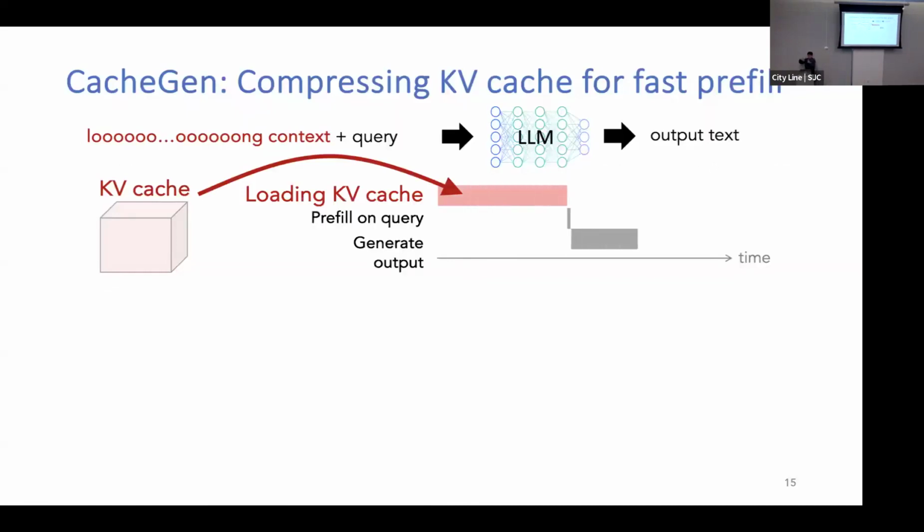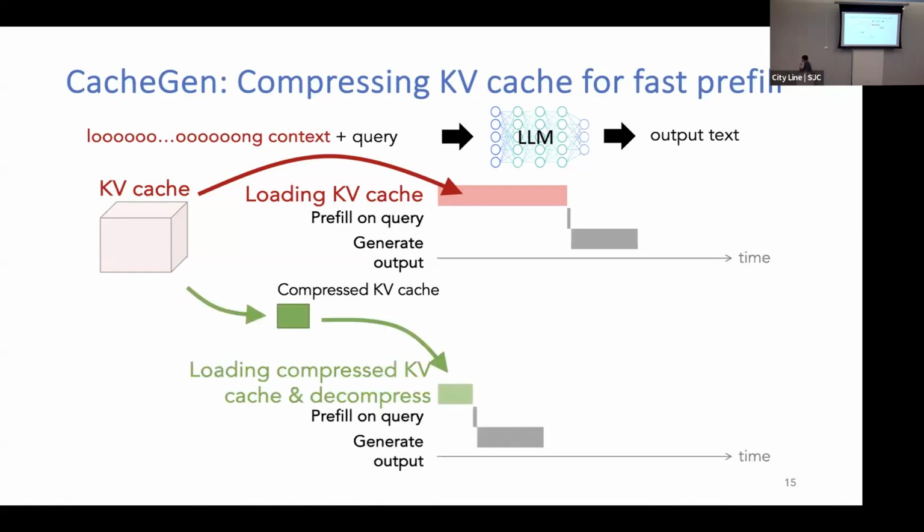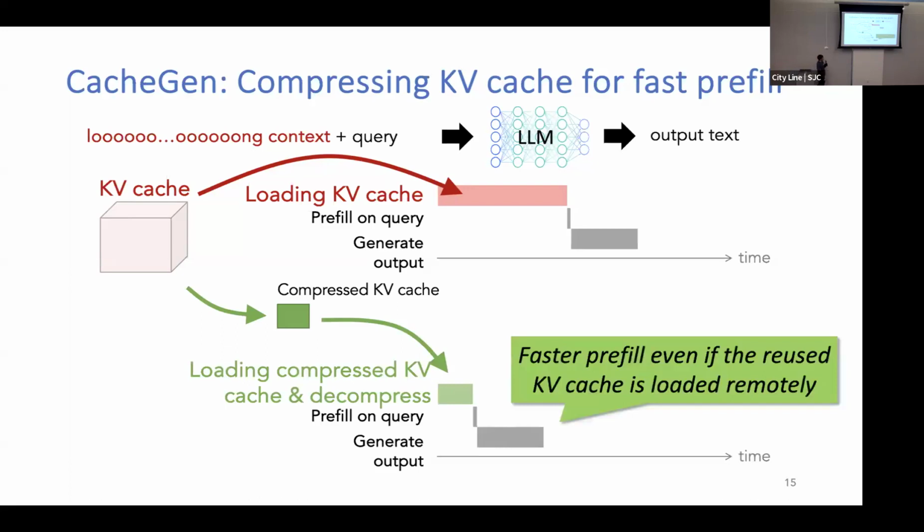Let me briefly recap the problem again. If you have a KV cache, which is pretty big in size, you want to load it, which is the red bar here. Without compressing, the loading of the KV cache will take a while, so the whole delay is not going to be reduced much. But if you can compress the KV cache into a much smaller size, loading the smaller KV cache is going to be much faster, and the overall delay can be much lower. So this is all you want: faster prefill, even if the KV cache is not stored locally.